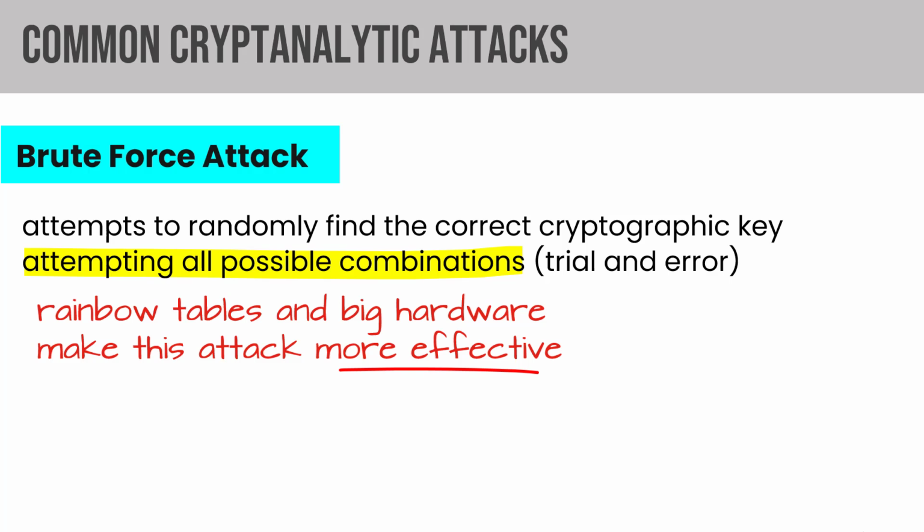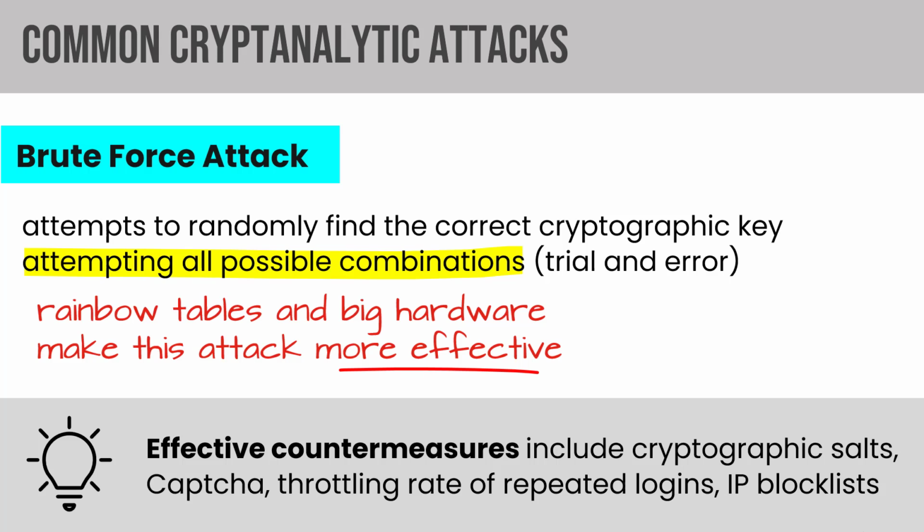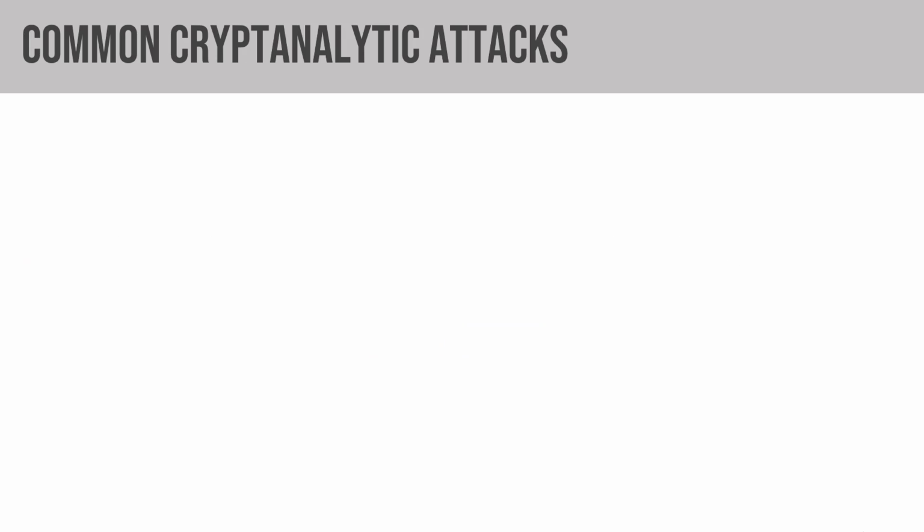And there are a few effective countermeasures, including cryptographic salts, CAPTCHA, which is that human-based challenge where you have to respond to a visual CAPTCHA sequence on your screen, throttling the rate of repeated logins. If we can only attempt every 30 seconds or minute, that slows the number of times a brute force attack can attempt to authenticate. And IP block list to just block a malicious host altogether. So the one there you may not be familiar with is cryptographic salts. We will touch on that topic at greater depth later in this session.